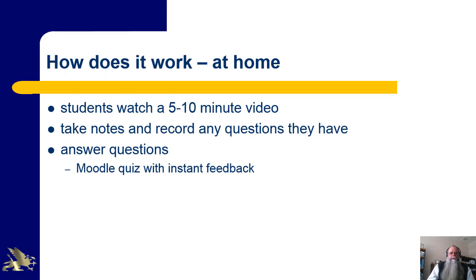So how does it work? Well, at home, students watch a 5 to 10 minute video that I've prepared. The rule of thumb is that it's approximately 1 minute for every year level they're at. So year 7s would watch a 7-minute video. Year 11 and 12 would be looking at somewhere around perhaps 11-12 minutes at the most.